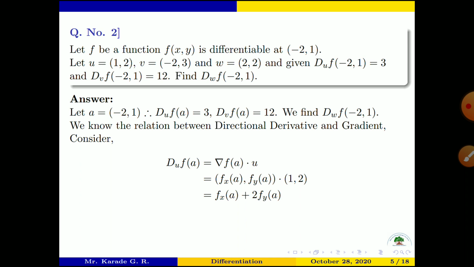Okay, so Du f of a is equal to fx at a plus 2 times fy at a, but Du f of a is given to you. Du f of a is 3. So on the next step, Du f of a is equal to fx at a plus 2 times fy at a, and this implies 3 is equal to fx at a plus 2 times fy at a. So we have the first equation here.